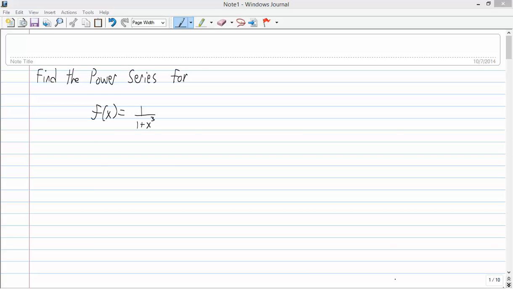So if we want to find a power series for this, then if we change this over to something that we've dealt with before, make it look like a geometric series, a over 1 minus r, then what would we do? We could rewrite that as 1 over 1 minus x cubed. Is that right? Minus negative x cubed. And so then that would make your r here equal to a negative x cubed.